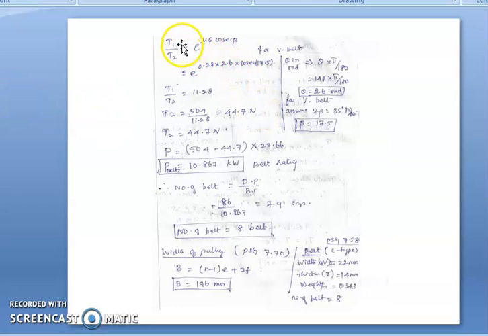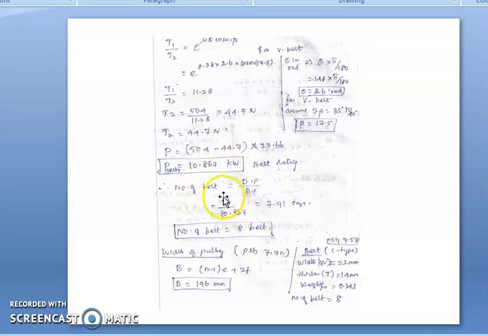Similarly, by using the tension ratio relation, T1 by T2 is equal to e power mu theta into cosecant beta. Beta is nothing but half of the V groove angle, and theta is the arc of contact, but here we should use it in radians. So for this the formula is theta into pi by 180. By using these relations, theta is equal to 2.6 in radian. Similarly, 2 beta we can assume between 35 to 40. Here we assumed beta is equal to 17.5. So from this relation we can find T2 is equal to 44.7. Then the power is equal to 10.86 Newton.